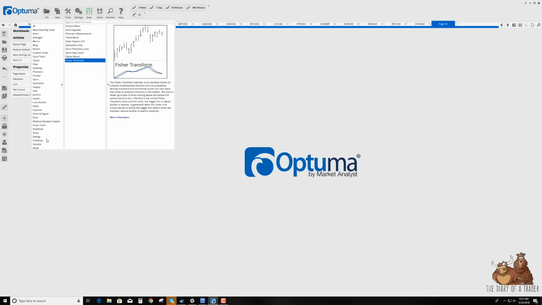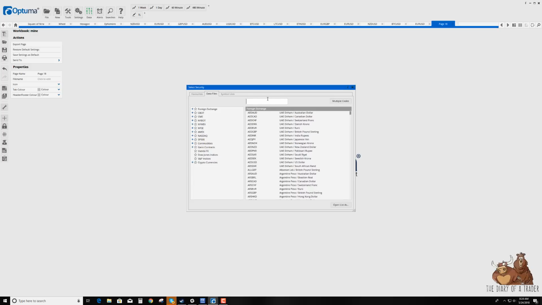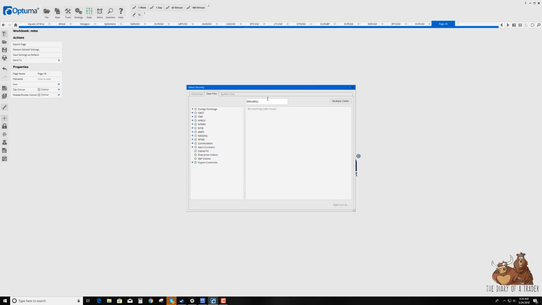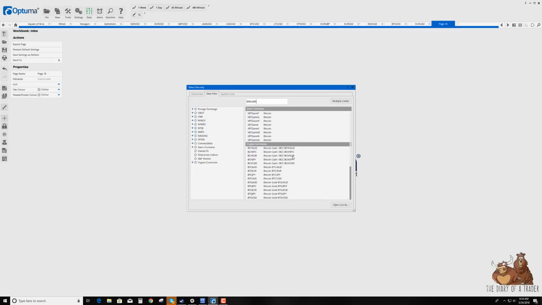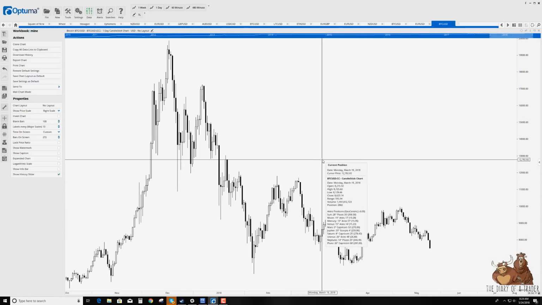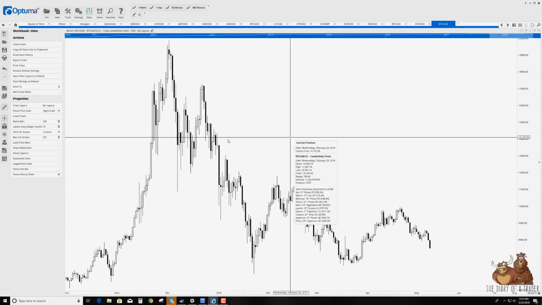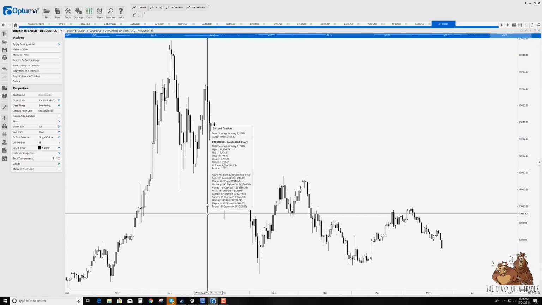Now, if I want to look at how and why planetary lines work, first I'm going to need a chart. So I'm going to use Bitcoin and the dollar pair. And so this is the daily close. And what I want to do is add the lines of planets onto a chart.